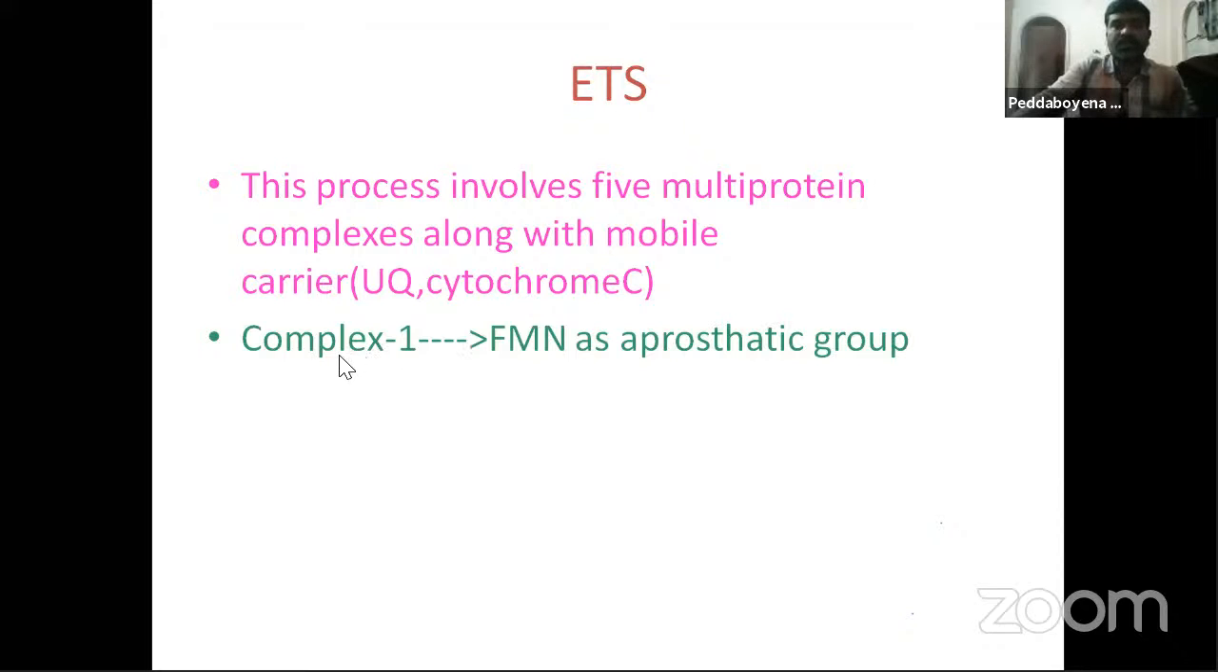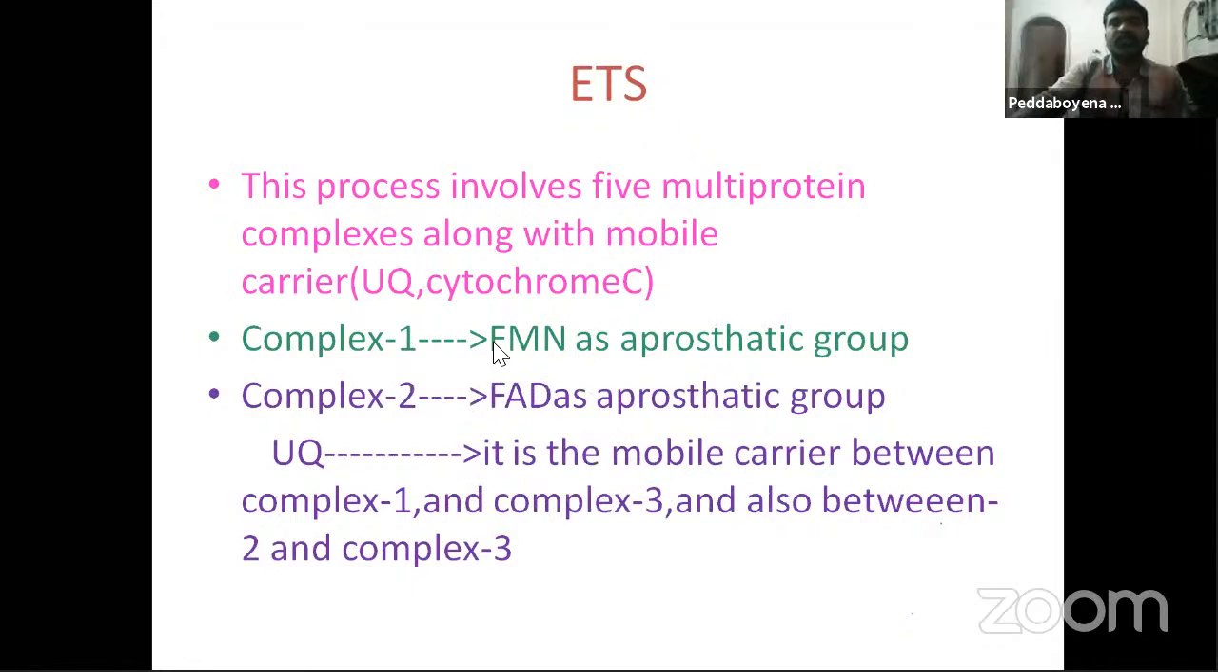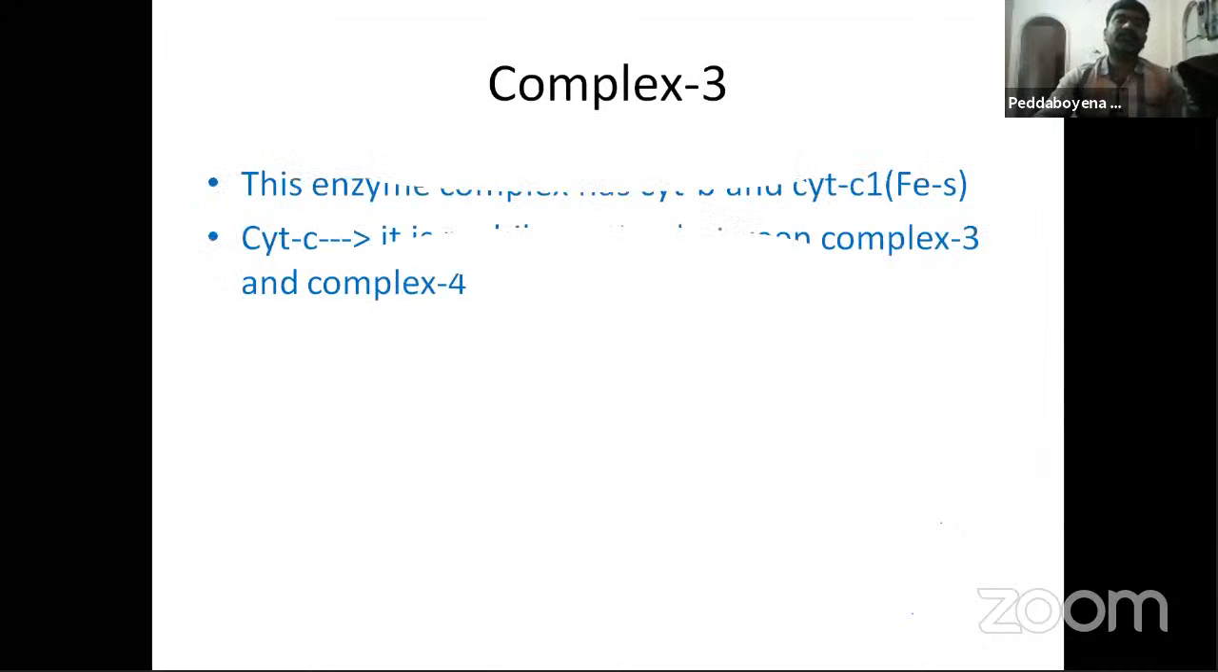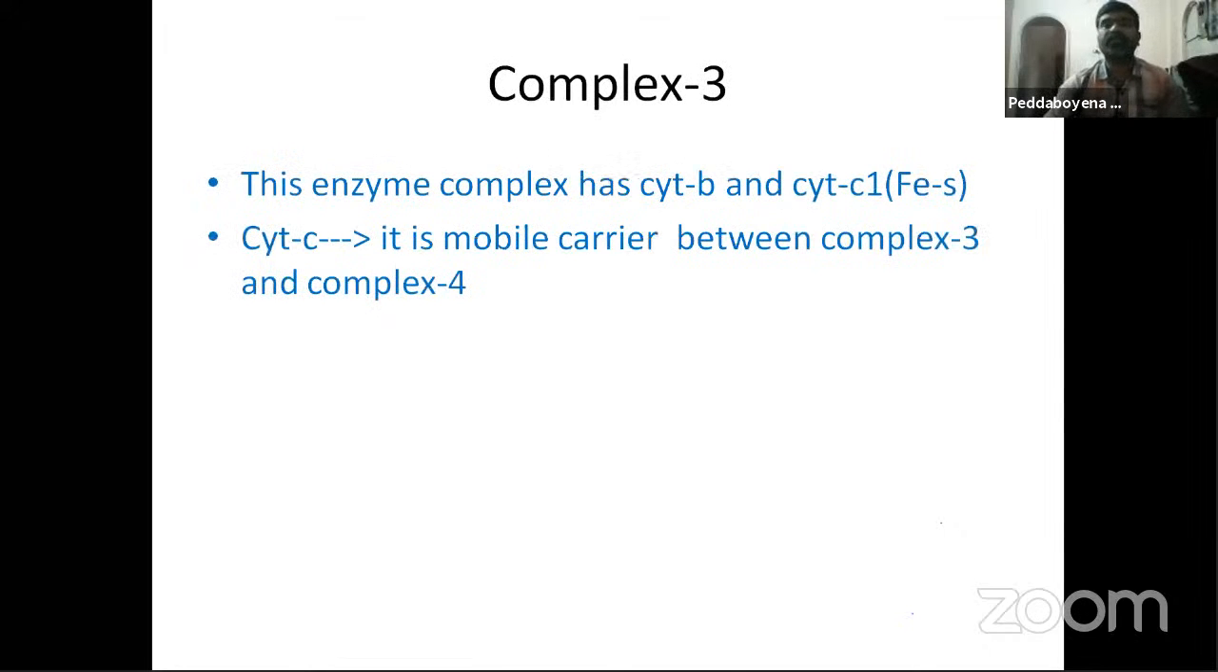So in complex 1, the prosthetic group is FMN, and in complex 2 the prosthetic group is FAD. Another one, ubiquinone, is the mobile carrier between complex 1 and complex 3, and sometimes between complex 2 and complex 3. So next one, complex 3. This complex has cytochrome B and cytochrome C1. It contains iron and sulfur. And next one, cytochrome C. It is a mobile carrier between complex 3 and complex 4.